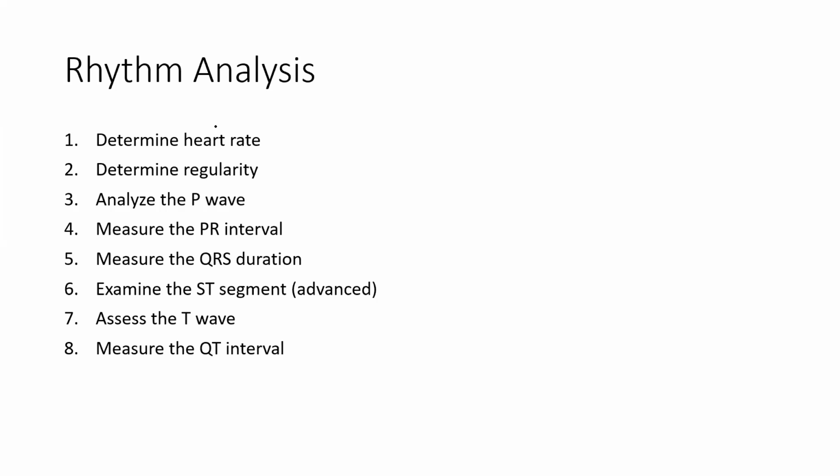So the primary things that we need to focus on are going to be determining the heart rate, determining if it's regular or irregular, and I'll show you how to do that, examining the P wave, measuring the PR interval, measuring the QRS duration, and again, 6, 7, and 8 can be included, but those are more advanced outside of what we want to talk about. So determine the heart rate. We have a couple of different ways.